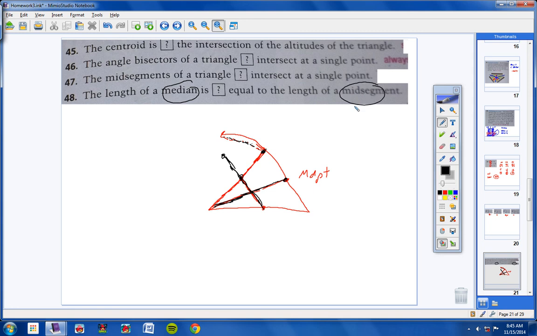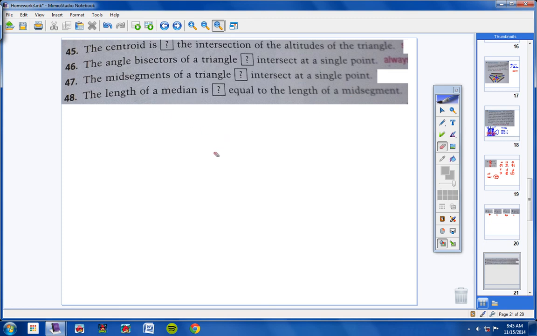Okay, all right, continuing on. Actually, we'll stop here and we'll call this part 1, and I'll make a part 2 for the next video with the next part of this review sheet.